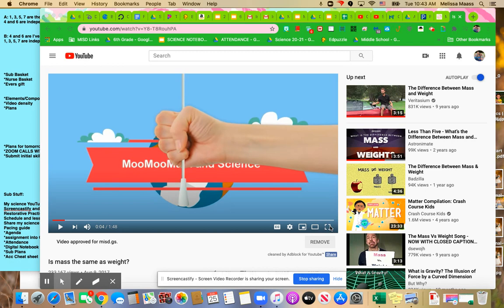Many kids in the past have mixed up mass with the word weight. Mass is not weight. Weight has to do with gravity, and gravity pulling us down to earth. We're standing on the ground, and that corresponds to how much you weigh, okay? Mass really has nothing to do with that. It's how much matter is within an object, okay? Your weight can change. Your mass will not change.